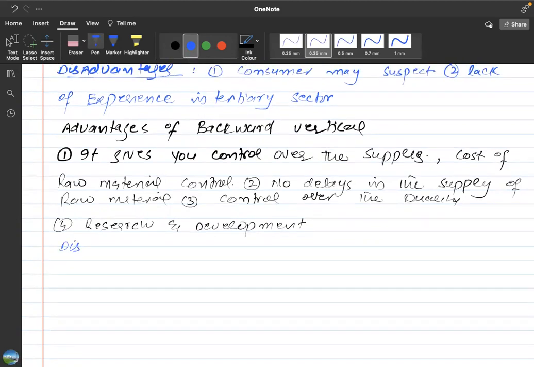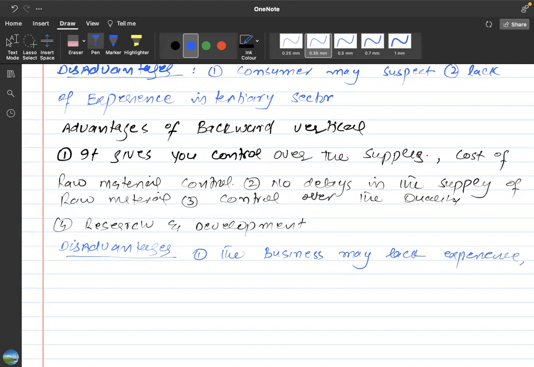What are the disadvantages of backward vertical integration? First of all, the disadvantage is the same as we have studied in the forward vertical. The business may lack experience. And as I told you earlier, it might lead towards early failure. And it might be costly too, purchasing or integrating with the suppliers of the raw material.